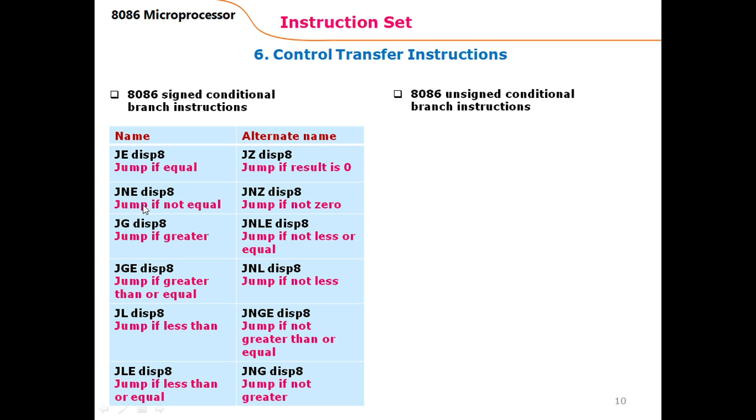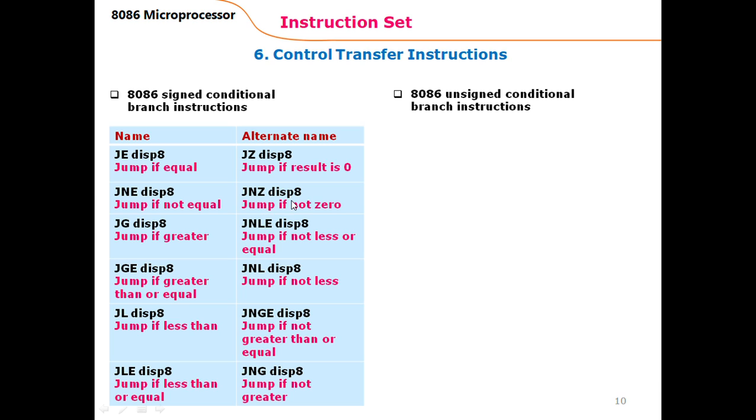And similarly, JNE, jump if not equal. The jump will happen if the two values are not equal to each other, and this is the offset address to where the jump will happen. So jump if not equal, and the alternative of this jump instruction is JNZ, jump if not zero.